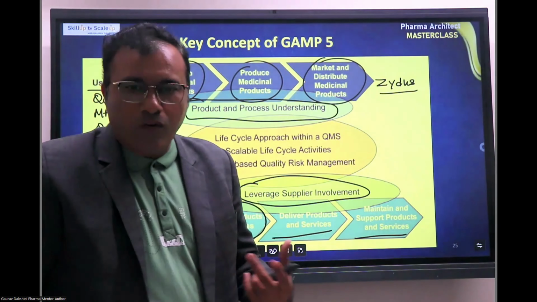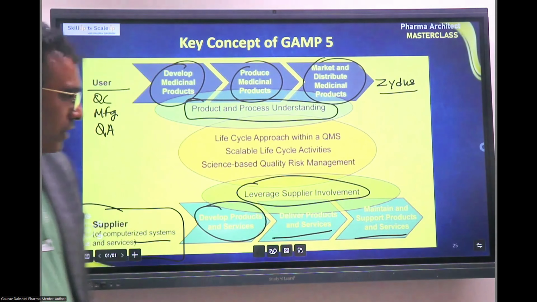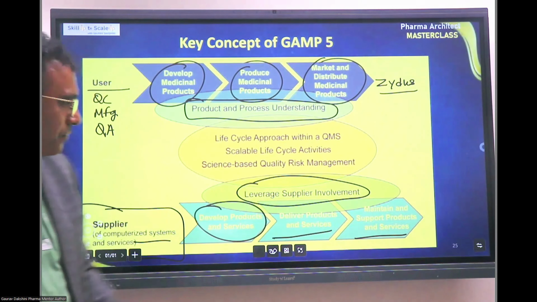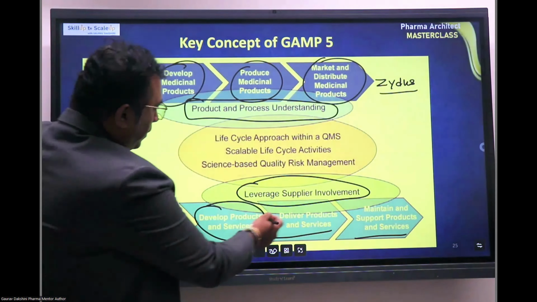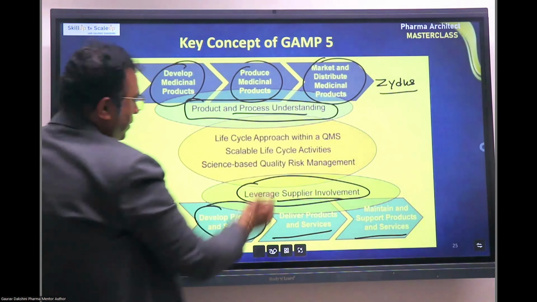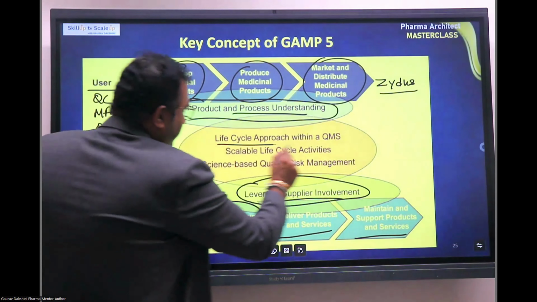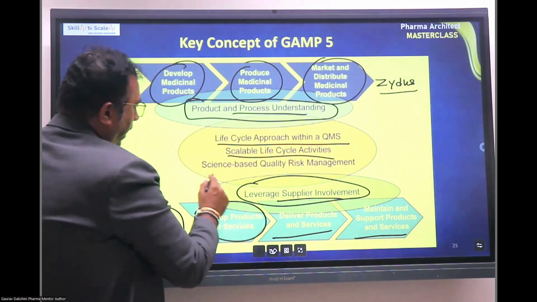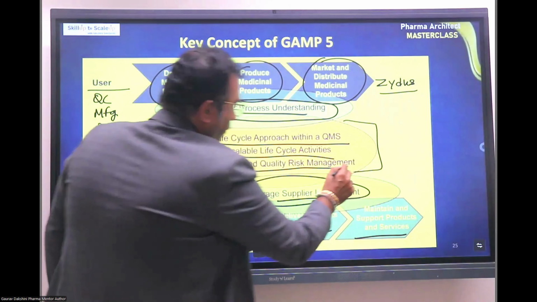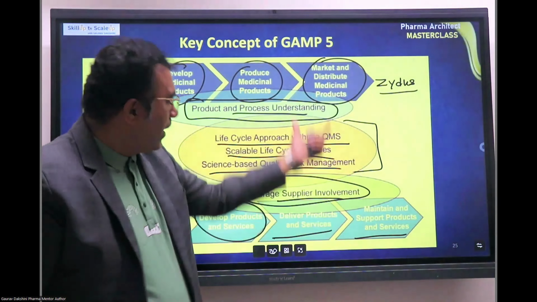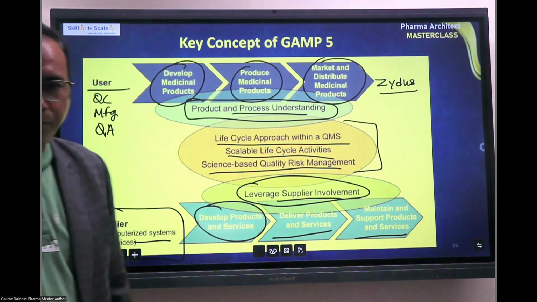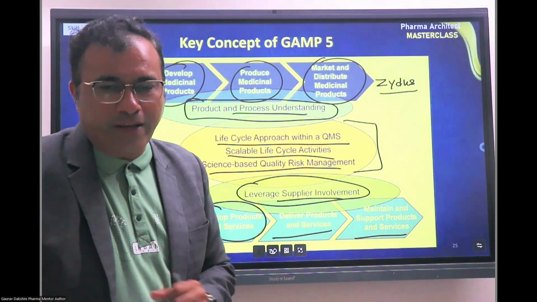We all have our product and process understanding, while the supplier doesn't have any kind of process understanding. So they collaborate, they leverage the supplier involvement and the process understanding. They create the life cycle approach with the QMS label and then science-based quality risk management. So all this documentation, which combines the supplier as well as the user, and then you create the entire documentation. That's the key concept of GAMP 5.